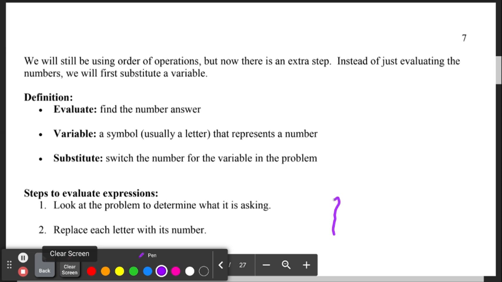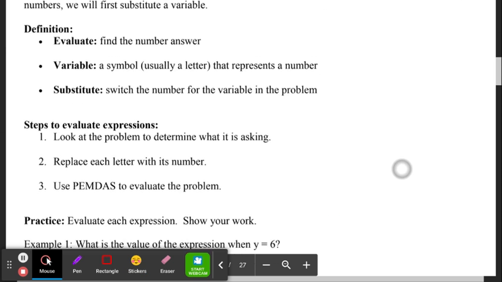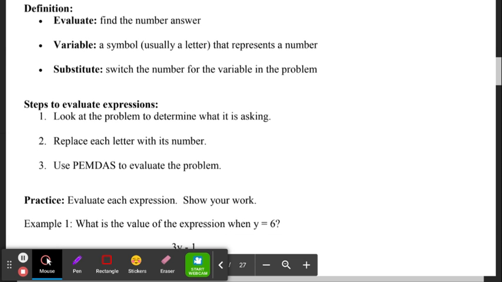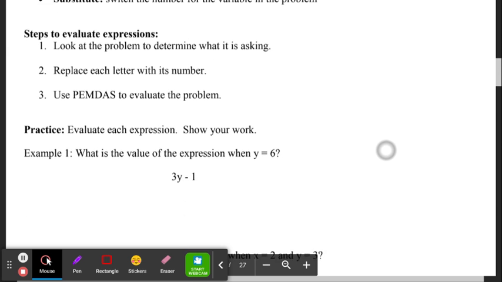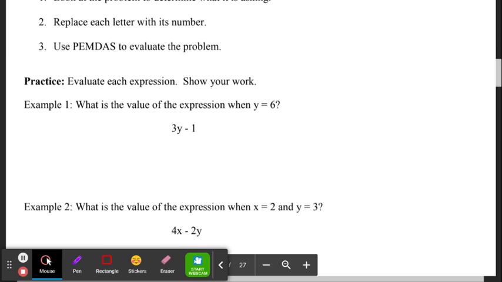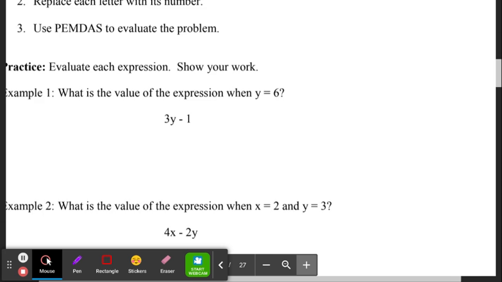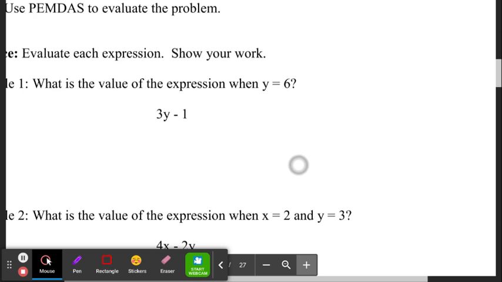So now let's look at the steps. Look at the problem to determine what it is asking. So just like I had said before, 3x means 3 times x. It's good to kind of get in your head what's going on with the problem. Replace each letter with its number, and then we're going to use PEMDAS to find our answer. So for these, we're going to show our work. Let me see if I can zoom in a bit more.